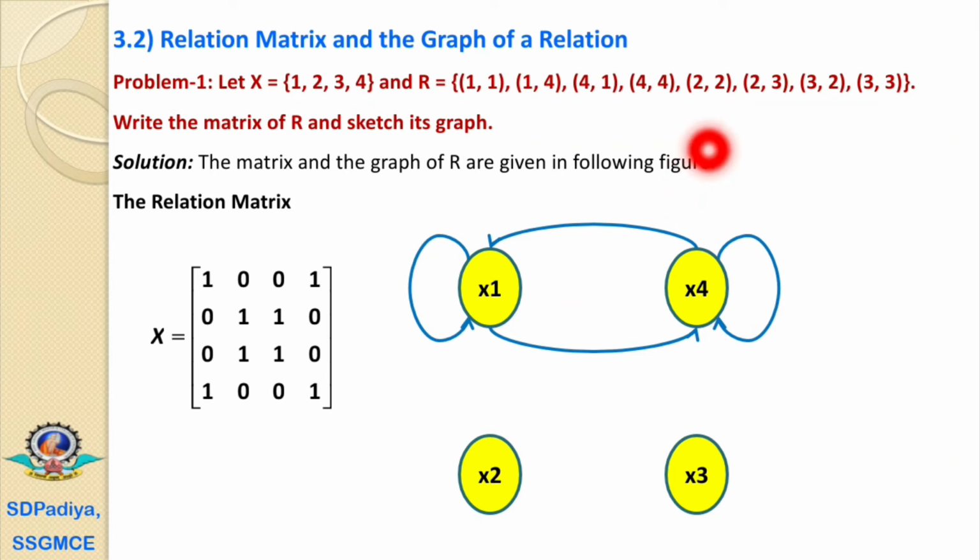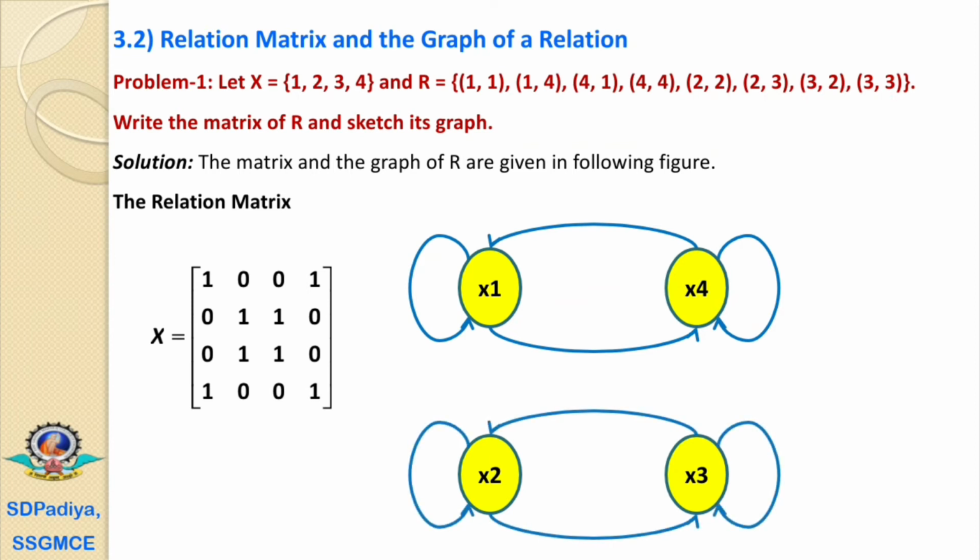The next 4 are (2, 2), (2, 3), (3, 2) and (3, 3). That's why we can connect these 2 nodes: x2 has a relation with x2, x3 has a relation with x3, x2 has a relation with x3 and x3 has a relation to x2.